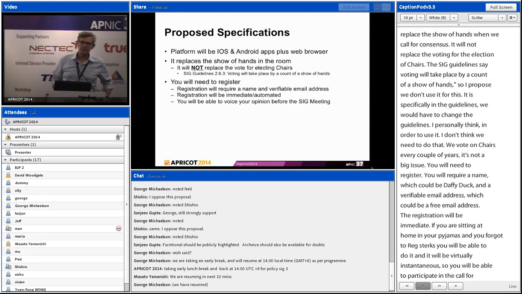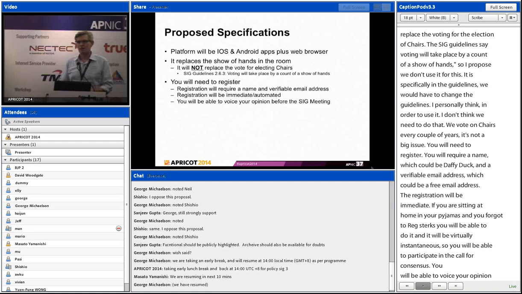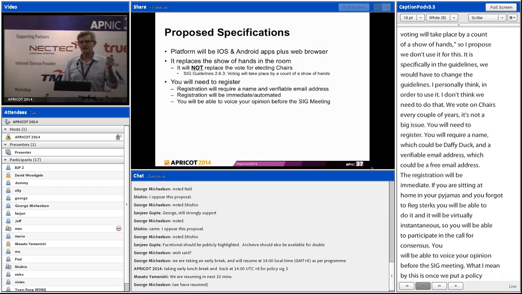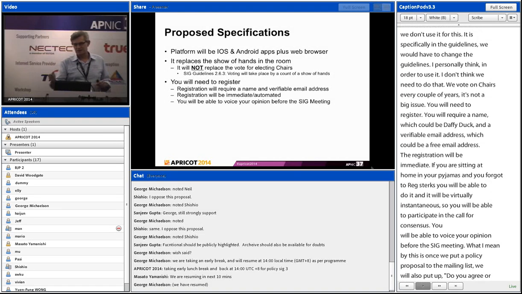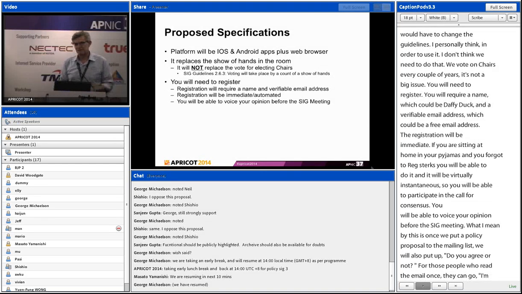What I mean by this is, once we put a policy proposal to the mailing list, we'll also put up, do you agree or not? So for those people who read the email once, they can go, I'm going to click on this and say it's a great idea or it's a bad idea, and then they can walk away and not participate for the rest of the process.